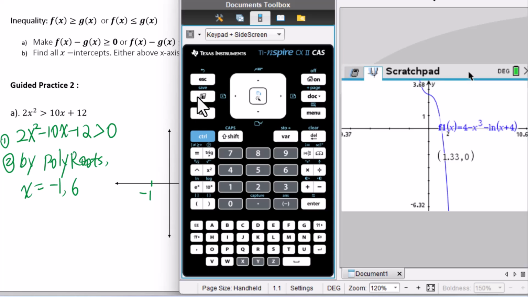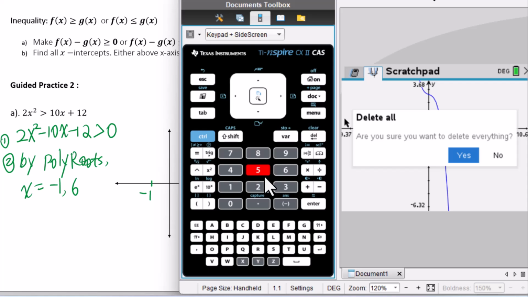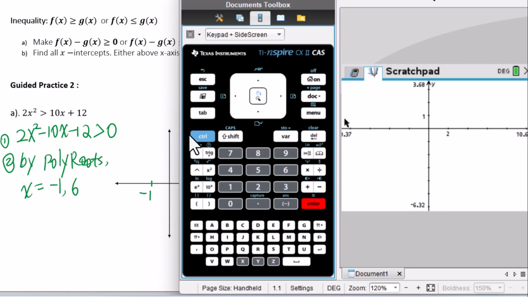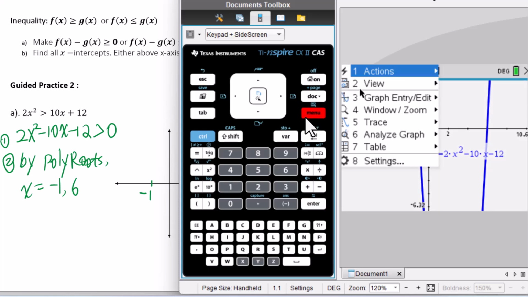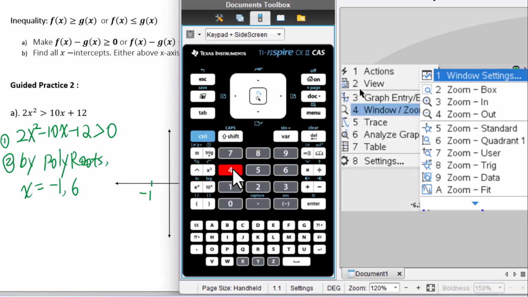Click on Scratchpad. We need to clear this history. Control menu, 5, Enter. Click on this tab. Put in 2x squared minus 10x minus 12. Enter. Zoom out this graph. Menu 4, 4 again.